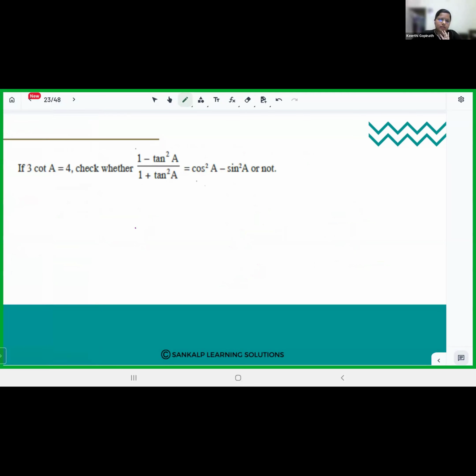So for that they have given 3 cot A is equal to 4. 3 cot A is equal to 4 means what is the value of cot A? Cot A is equal to 4 by 3, isn't it? And here when you check the LHS, you can see tan A, right? So from cot A, can you find out tan A?